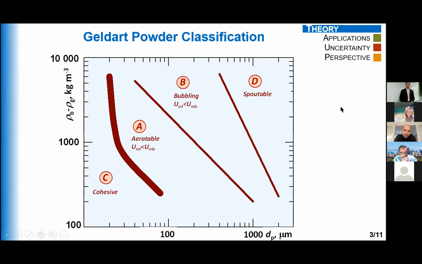Bubbling mode is more like for combustion. Spoutable beds, that's for some drying. And then cohesive powders are really what's the most important aspect of chemical engineering, nanoparticles, and then you're talking about cohesive powders. So examples of Geldart A powders are milk powder, FCC.